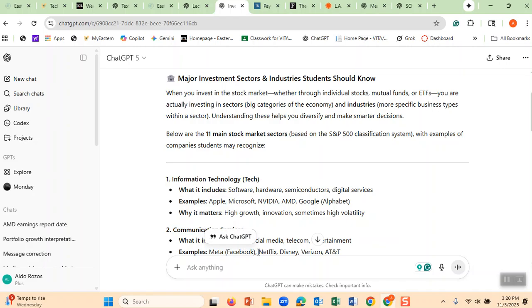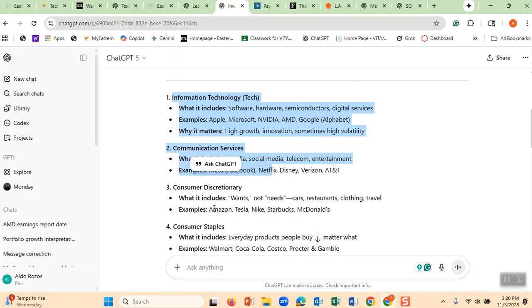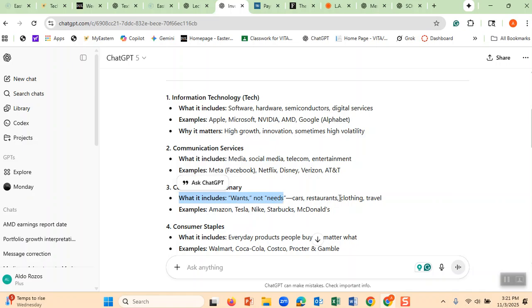And then again, look at here, Netflix. I heard this one might have a stock split. And these are other sectors. One of them is communications. When we say you have to diversify, these are the diversifications. You come here, consumer discretionary. That means these are the things that you want, not necessarily need. What are consumer discretionaries? They are clothes, travel, because if you have money, you travel. Companies that are representative of consumer discretionary are Amazon, Tesla, Nike, Starbucks, McDonald's.